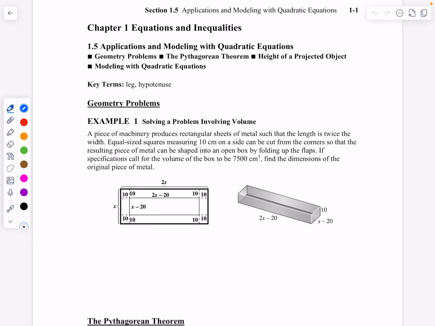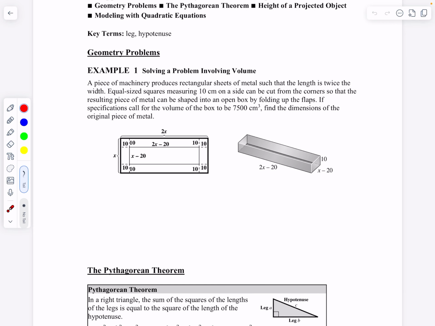So in this section, section 1.5, we are going to be working application problems. Notice it says we're going to be doing word problems with quadratic equations. So we're going to wind up with squares in most all of our equations. The first one is something that my daughter did when she worked as a press brake operator.